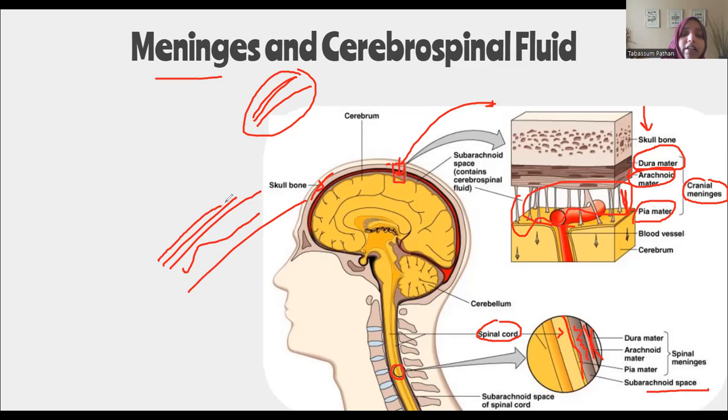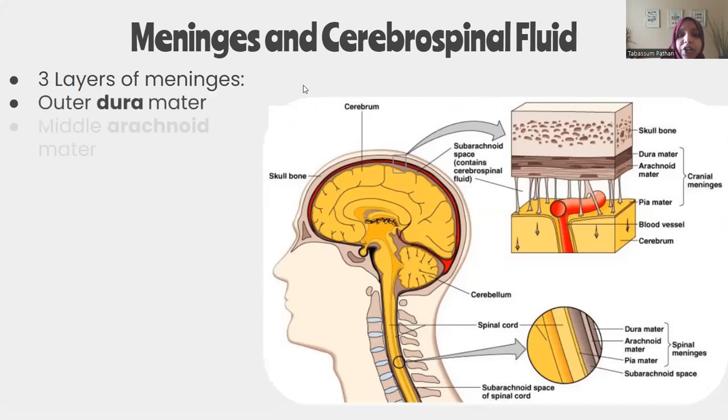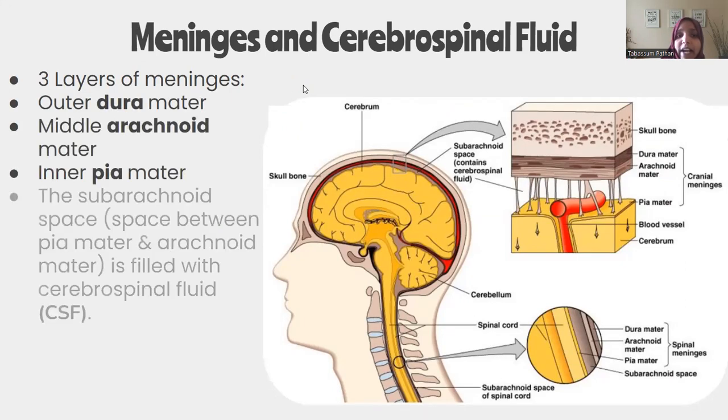Outside there will be the skull, the bony structure. And inside, in case of the brain, the brain tissue will start, and in case of the spinal cord, the spinal tissue will start. So let's begin. There are three layers of meninges: outer dura mater, middle arachnoid mater, inner pia mater. In between arachnoid and pia there is a space known as the subarachnoid space, which has fluid, the cerebrospinal fluid. In the spinal cord also, all the cavities and spaces are filled with this fluid.